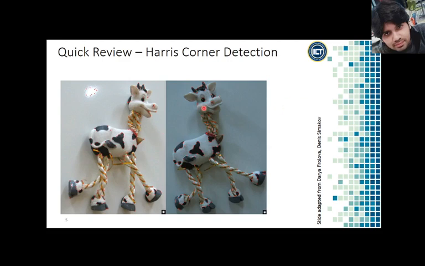But there are some problems with Harris corner detection, and the problems are these. You can see that these are corners which do not have anything to do with the image which we are providing to match. So basically this is a kind of false region which we want to eliminate.